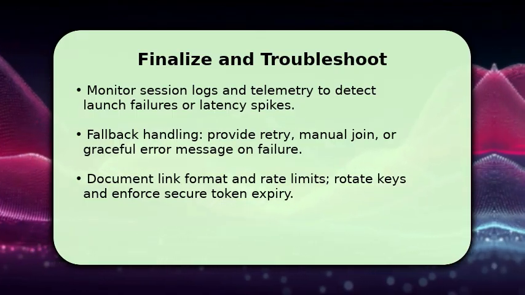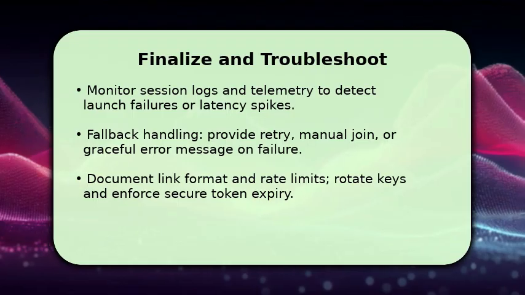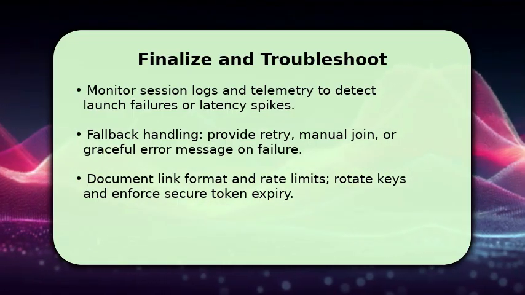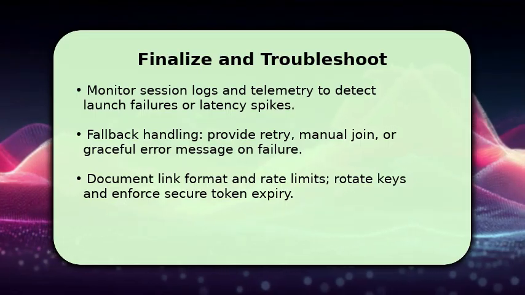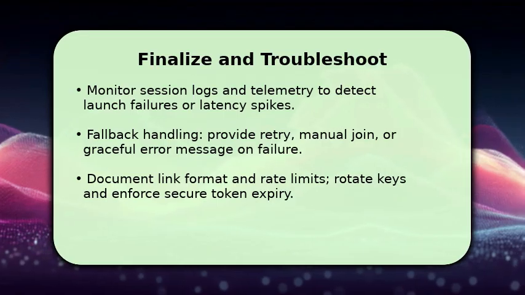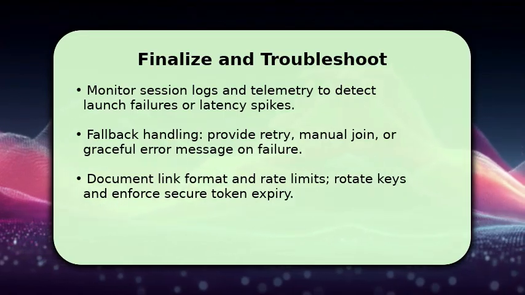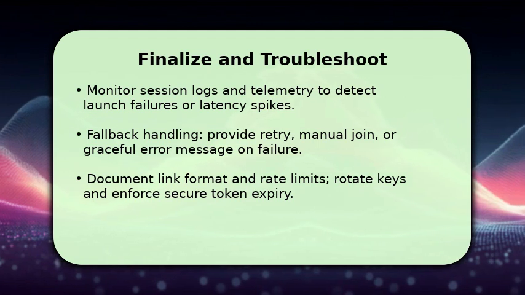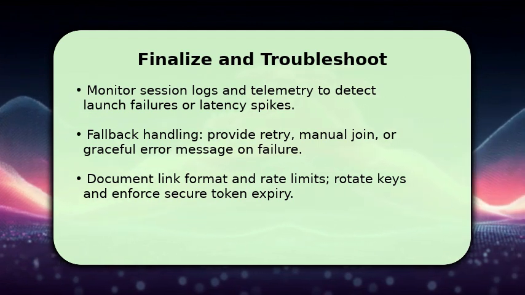Implement fallback handling. If a deep link fails, offer a retry, manual join button, or a clear error message so users aren't stranded. Make sure you document the link format, rate limits, and rotate credentials regularly while enforcing short token expiry for security. If something goes wrong, check auth errors first, then network and parameter encoding before escalating.